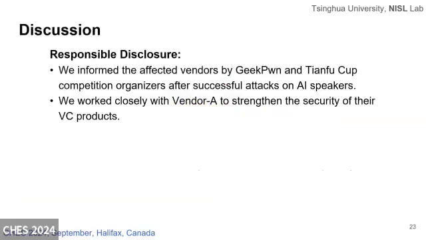Here come some responsible disclosures. We have informed the affected vendors through Tianfu, a famous security competition in China. We also work closely with Huawei to strengthen the security of their voice control products.